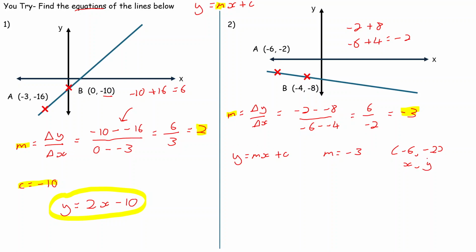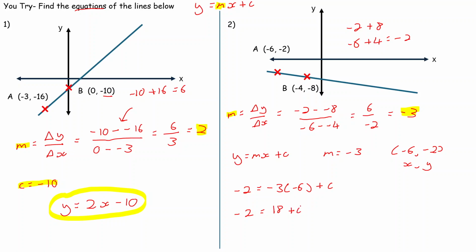So y is equal to -2. I've got -2 is equal to my m value, which is -3, so -3, my x value is equal to -6, so -6, and I've got that plus c on the end, which is the missing variable I'm trying to find. So -2 is equal to -3 times -6, which is positive 18, plus that c value.